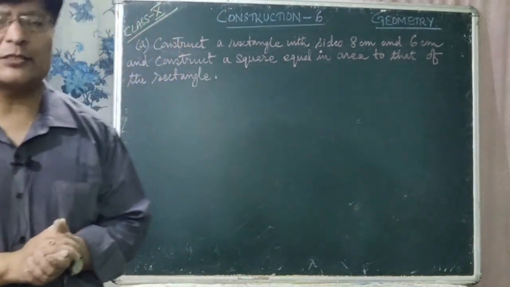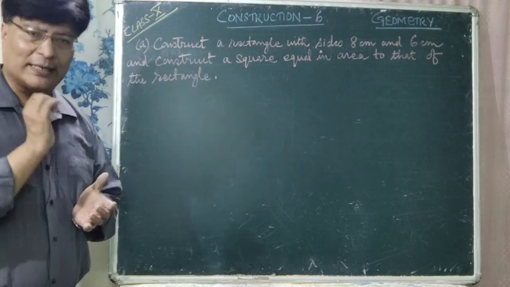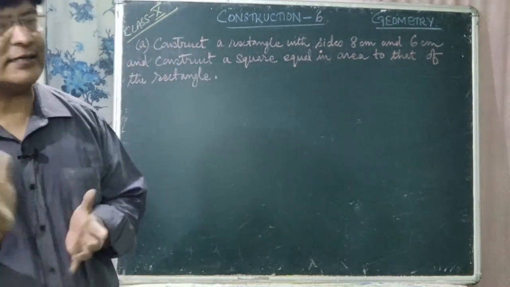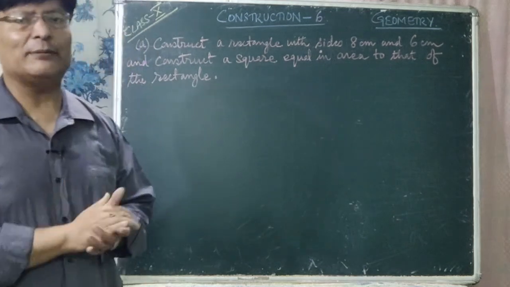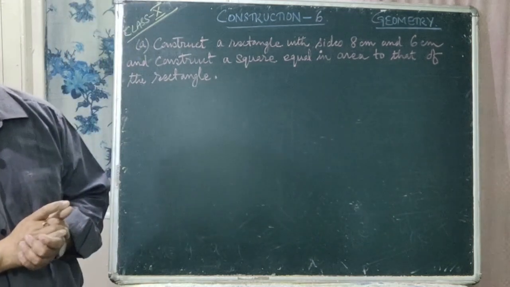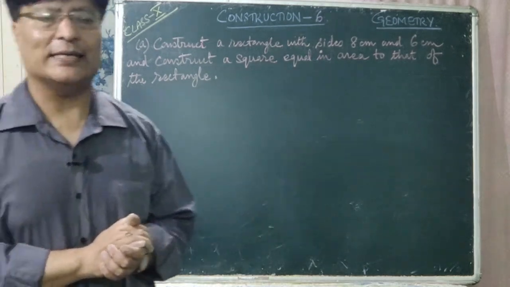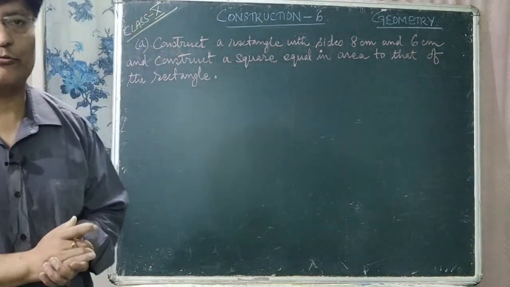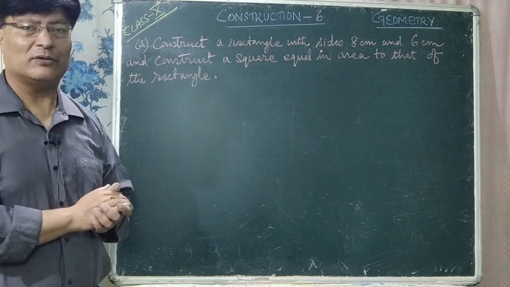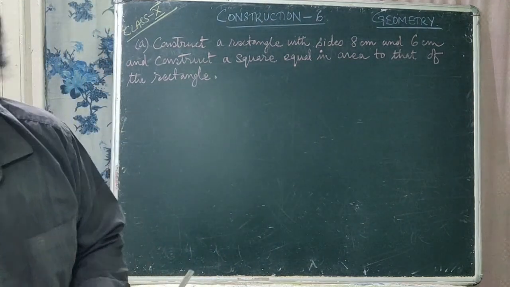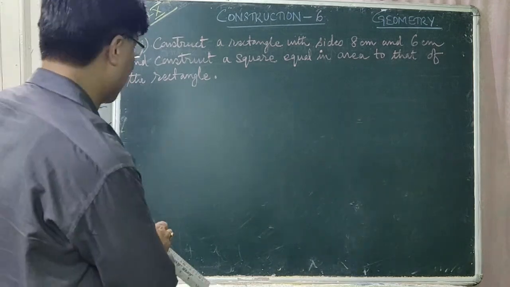Now let us construct a rectangle first. Let us construct a rectangle with sides 8 cm and 6 cm. That is, the length is 8 cm and the breadth is 6 cm. And now you have to construct a square whose area is equal to the area of that given rectangle. Now first of all you have to draw a rectangle. Okay. Now let us draw a rectangle.